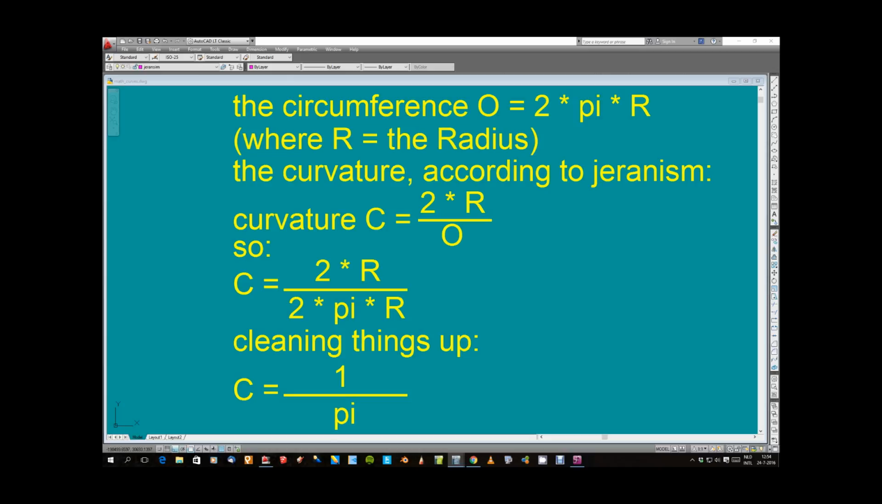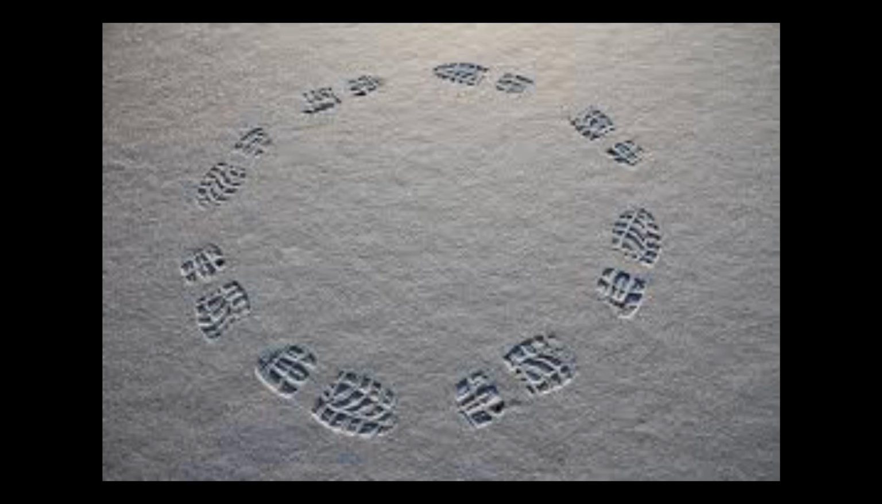To be sure, I'll show it. The circumference O equals 2 times pi times r, where r is the radius. According to Jeranism, the curvature C equals 2 times r divided by the circumference O. So C equals 2 times r divided by 2 times pi times r. Cleaning things up gives us C equals 1 divided by pi. In mathematics we are then used to say quod erat demonstrandum, which was to be proven.